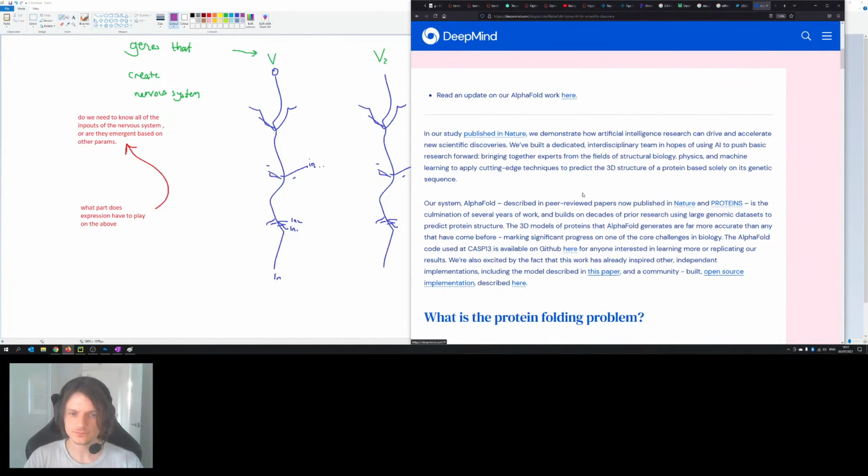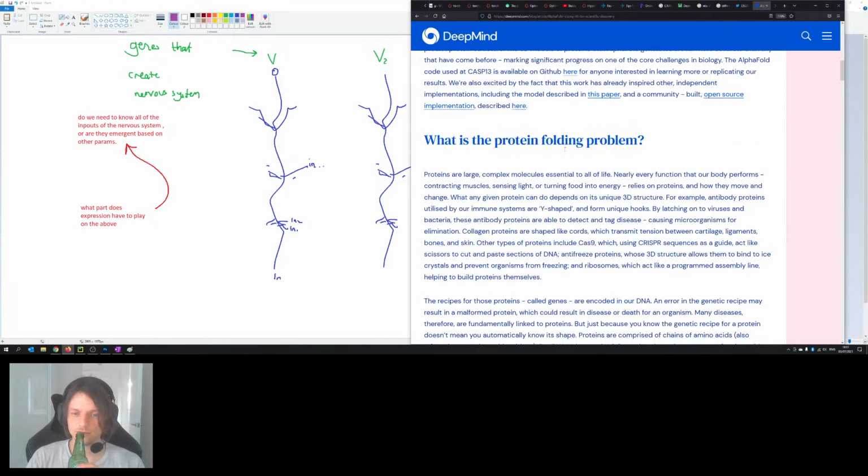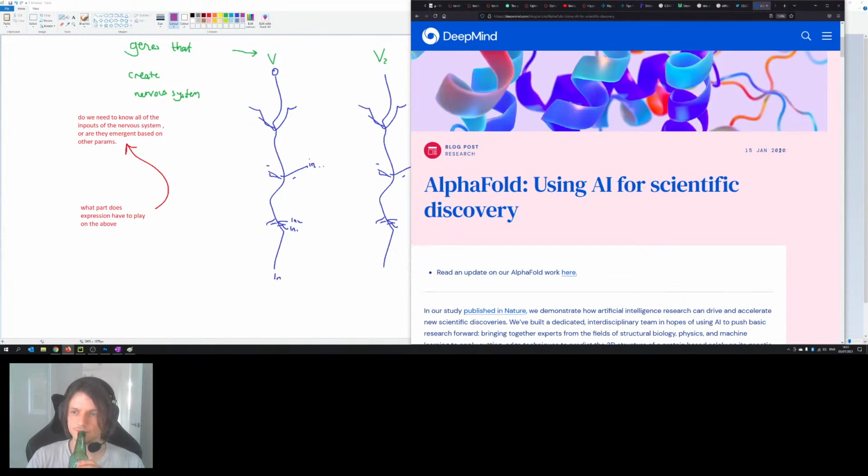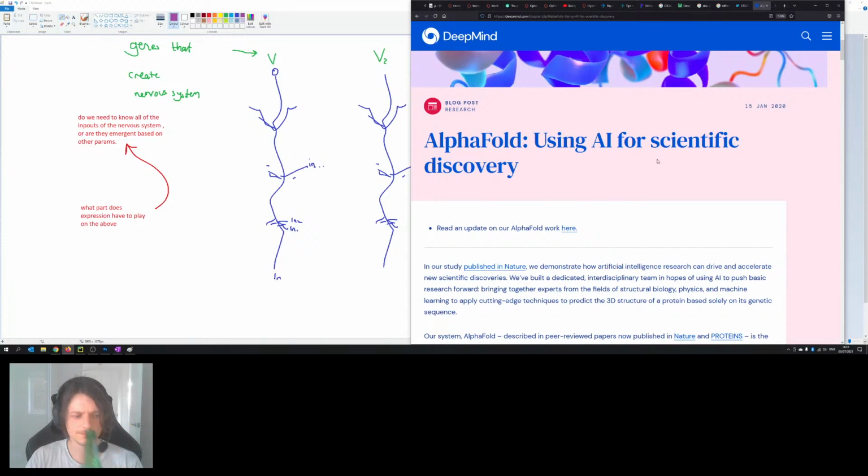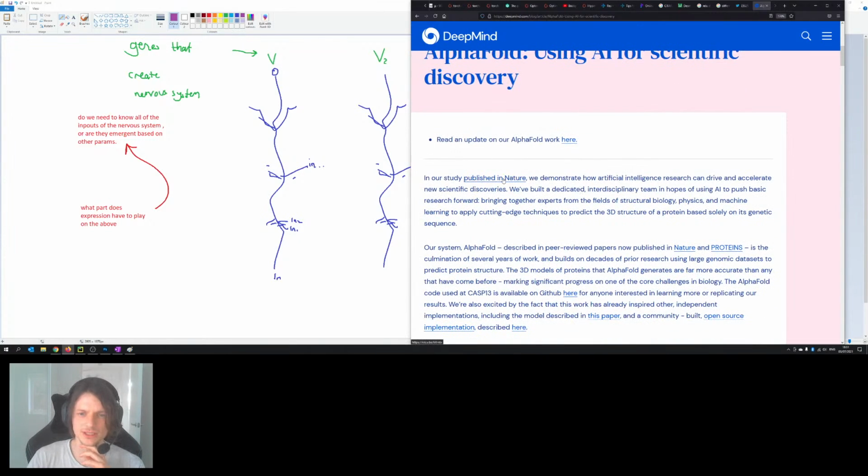Okay, got it. When was this updated? 15th of Jan. It's quite old. Okay, 2020. In our study published in Nature, we demonstrate how artificial intelligence research can drive and accelerate new scientific discoveries. We built a dedicated interdisciplinary team in hopes of using AI to push basic research forward, bringing together experts from the fields of structural biology, physics, and machine learning to apply cutting-edge techniques to predict the 3D structure of a protein based solely on its genetic sequence.